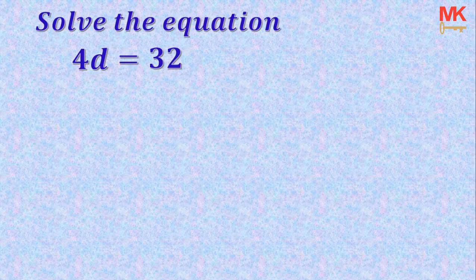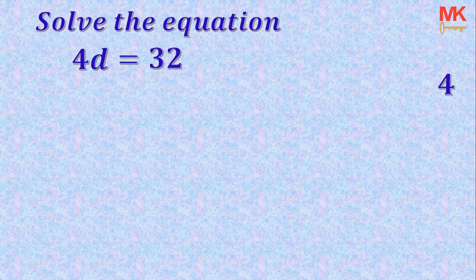So let's see some examples. Solve the equation 4d equals 32. How do we go about this question? Now, when you are presented with a question like this, the first thing you look out for is the coefficient of the variable. The variable in this question is the letter d, and a coefficient is a number that is written directly in front of a letter. So the coefficient in this question is 4. That's the coefficient of the variable d.